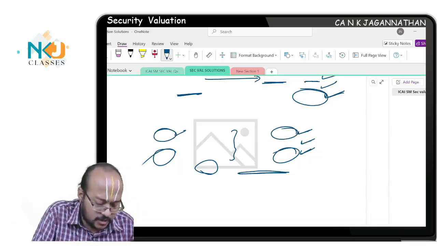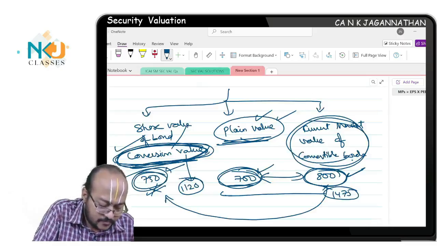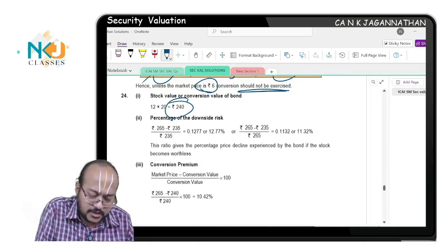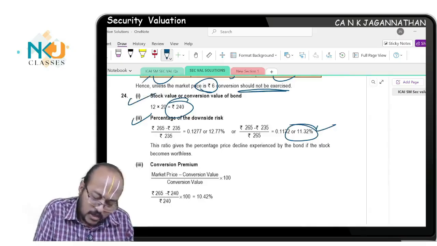11.32%. That's correct. Compute it. The institute solution is given correctly. Yes, the conversion value of the stock is 240. We already know that, the percentage of 11.32. This is correct.